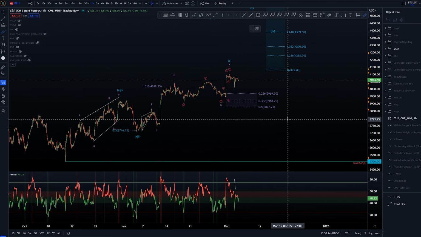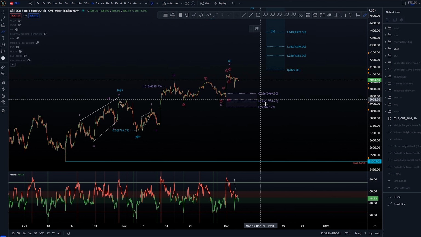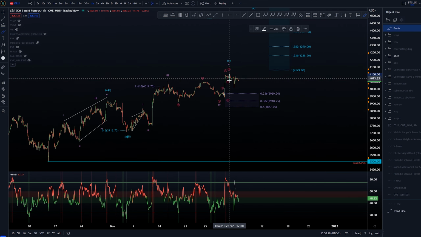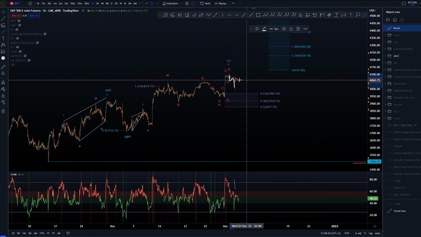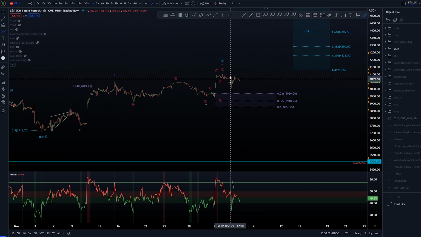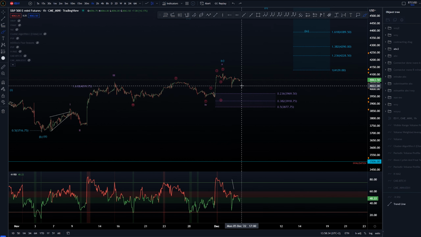The issue with this count is, however, I don't really see a very clear structure coming down. Most of the indices have some kind of 3-wave structure coming down, a very clear one, and this drop definitely was recovered during the Friday session.